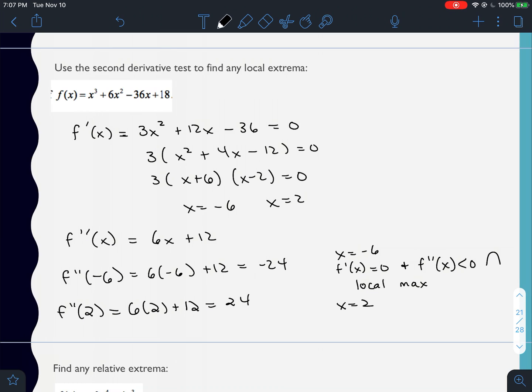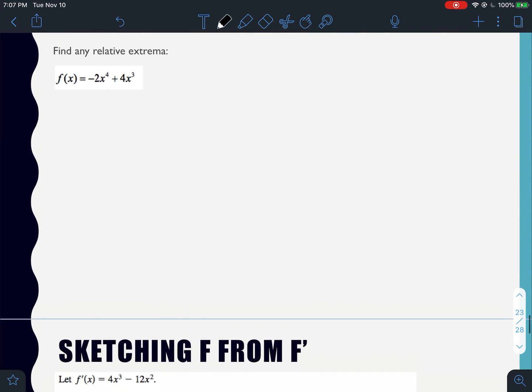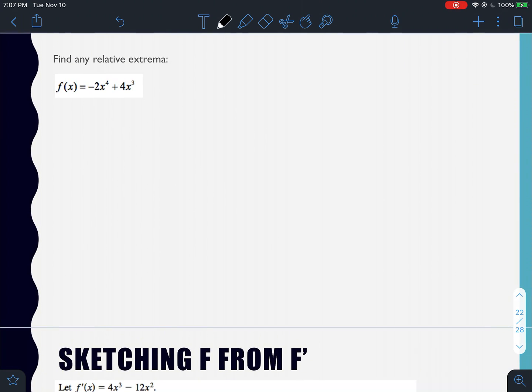If I take the other critical number 2 and plug it in, then I get 6 times 2 plus 12, which is positive 24. So at x equals 2, we know that the first derivative was 0, and we know the second derivative is positive. So if it's positive, that means that the graph is concave up. So this would be a local minimum. So at x equals 2, you have a local minimum. And that's the second derivative test.